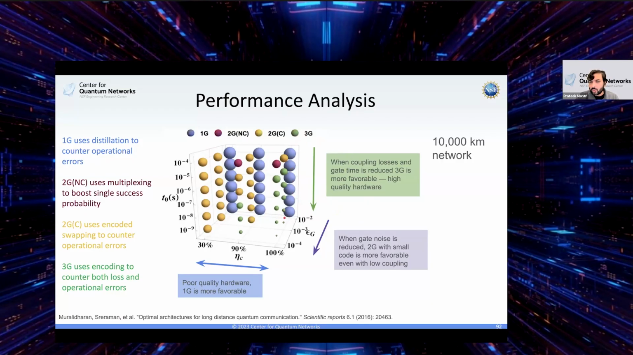So you need very good quality hardware for third generation or the one-way schemes to be favorable. If you only have access to poor quality, then the first generation is the most favorable scheme.